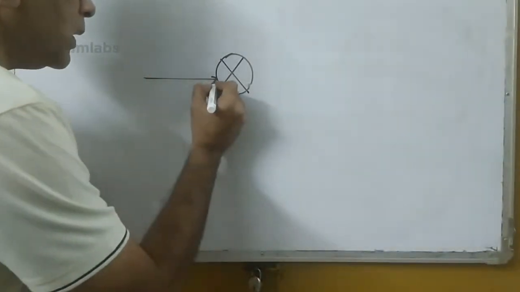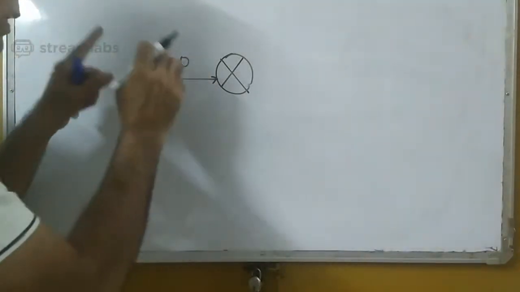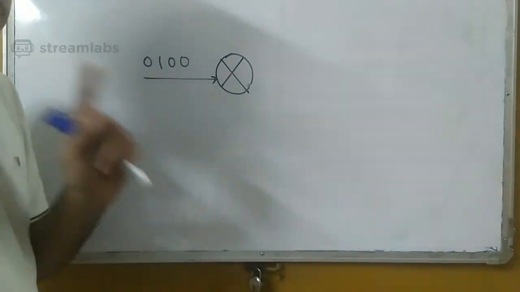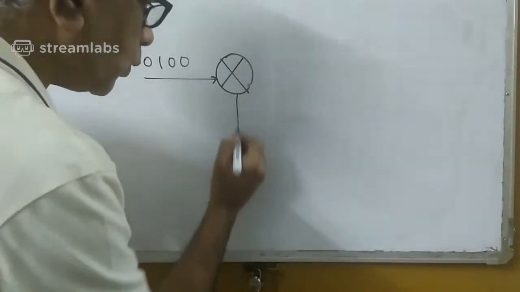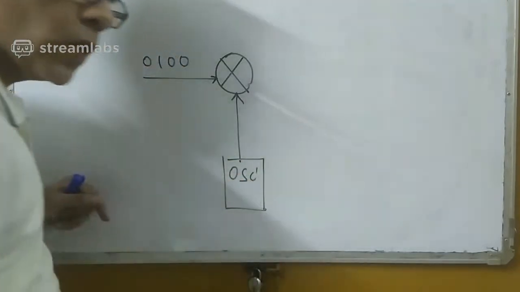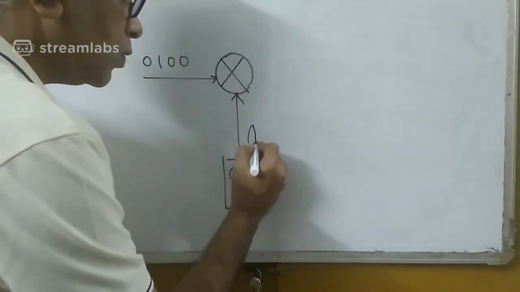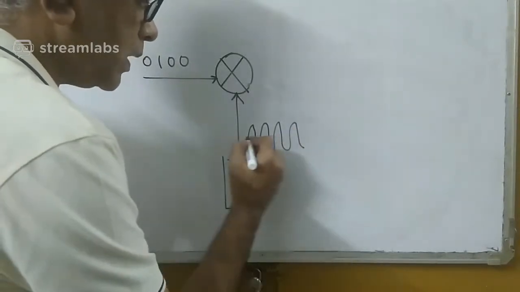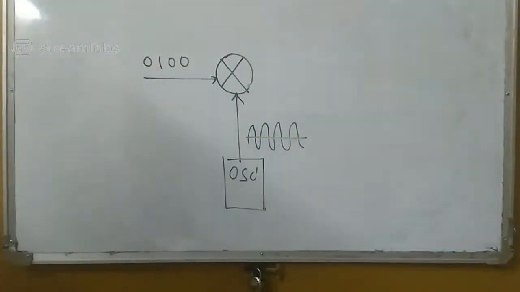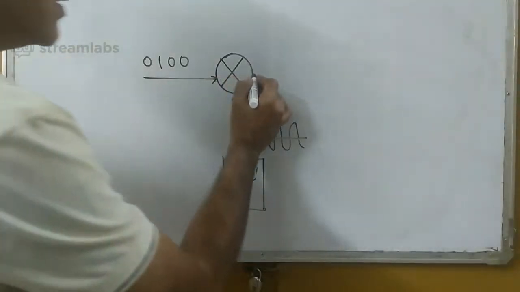One input of this multiplier is your data stream. This data stream is required to be represented in the form of a digital signal. Then the other input is from the oscillator, which is generating the carrier signal. So this is the carrier signal which is going to be generated by this oscillator. Fine. Now you are using some kind of multiplier which is going to generate this output.